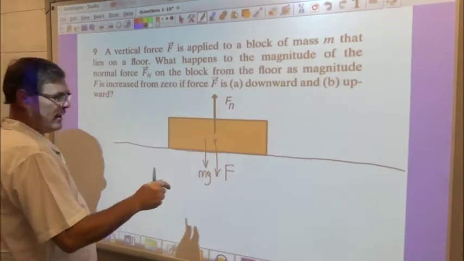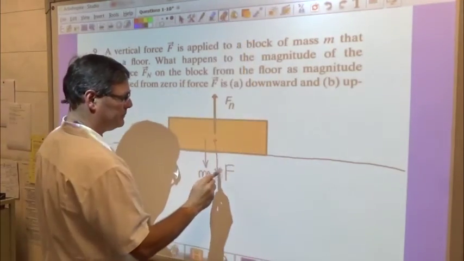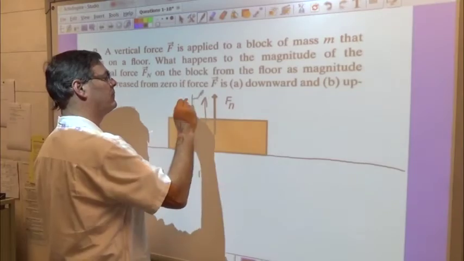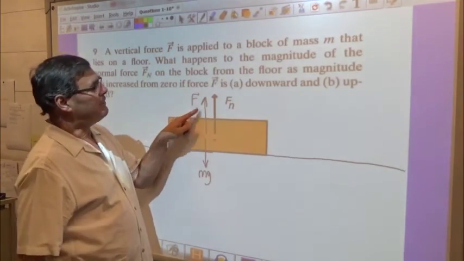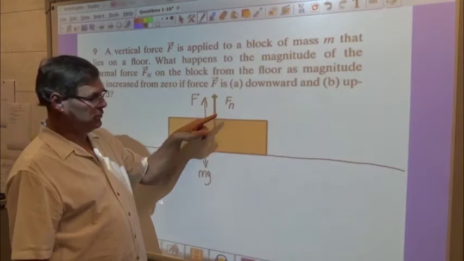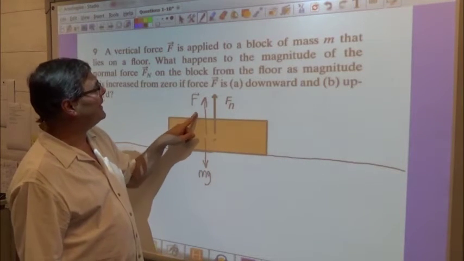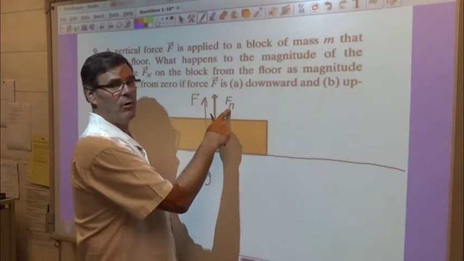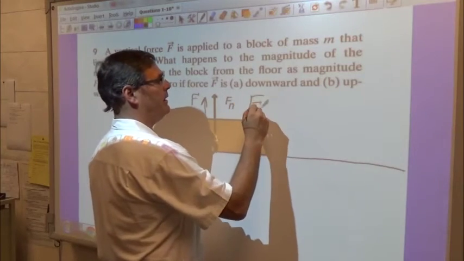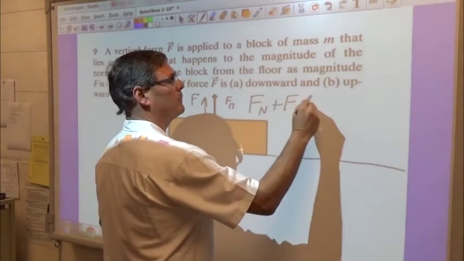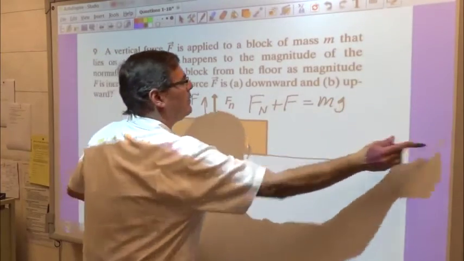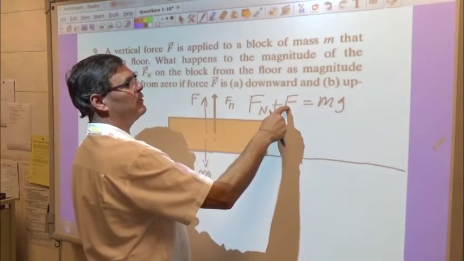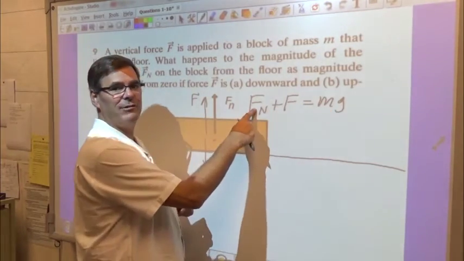Now if F points upward instead, now F and the normal force together equal the weight of the object. So if I increase F, the weight of course is not changing, so the normal force goes down. Written like this, the normal force and the pulling force together equal the weight. So if this one goes up and this stays the same, this goes down.